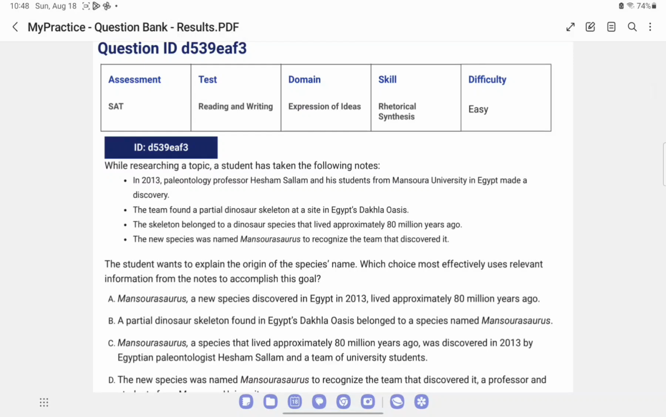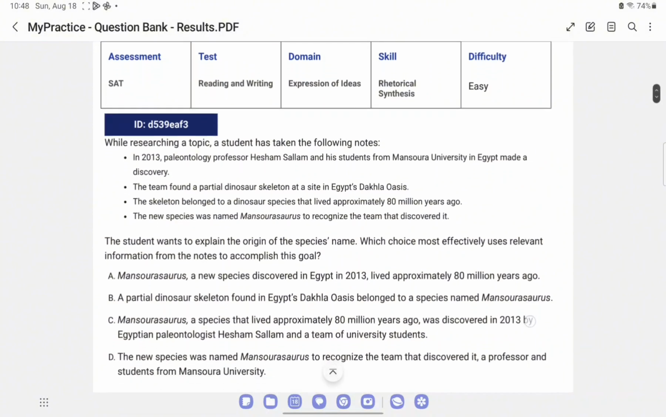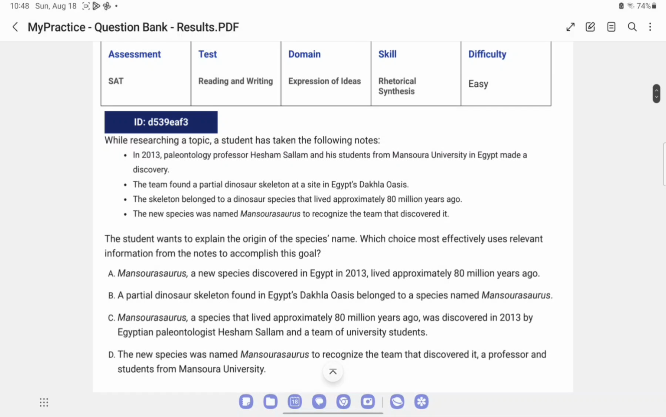Okay, so while researching a topic, a student has taken the following notes. The student wants to explain the origin of the species name. So we have to talk about the origin of the name. A: Mansorosaurus, a new species, lived approximately 80 million years ago. No, we don't want to know when it lived. We want to know how it got its name. B: A partial dinosaur skeleton found in Egypt's Dakhla Oasis belonged to a species named Mansorosaurus. That does not tell us about its name. Okay?